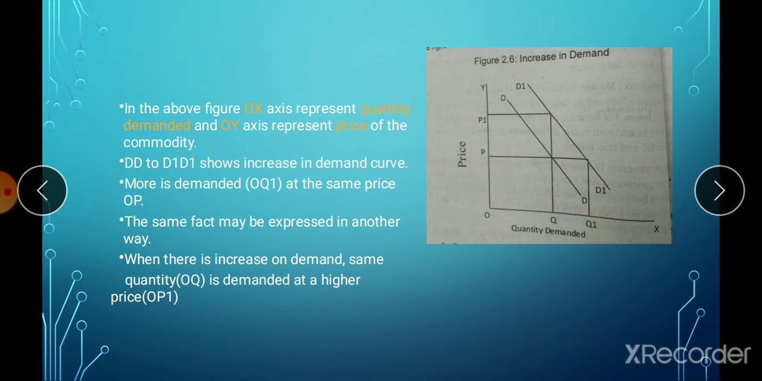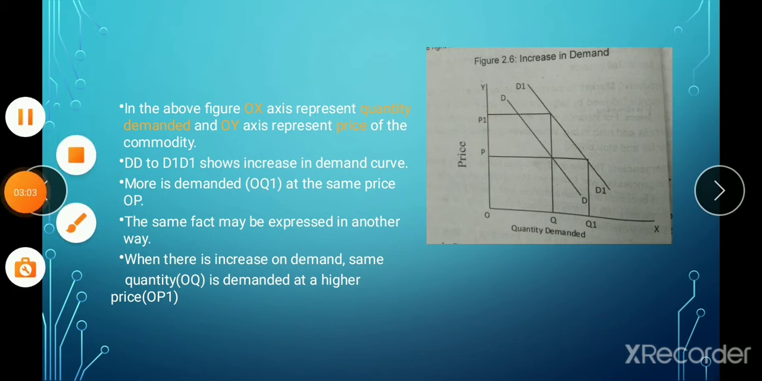The same fact may be expressed in another way. That means it can be explained differently. When there is an increase in demand, the same quantity, OQ level of quantity, is demanded at a higher price level. So this is an increase in demand.